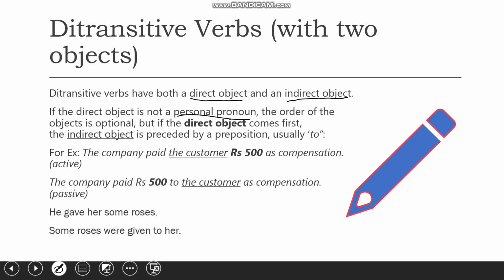Let's see an example. The company paid the customer rupees 500 as compensation. The company and the customer. Look at it. Now I am going to change it to passive voice. How will I change it? The company paid rupees 500 to the customer as compensation. Let's see another example. He gave her some roses. Some roses were given to her. Clear?